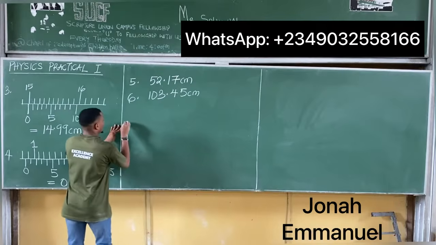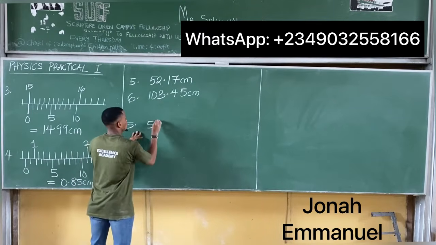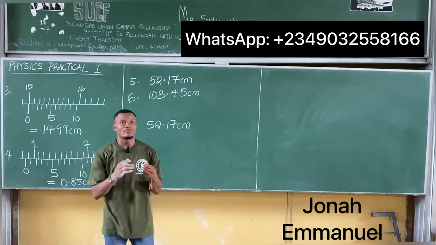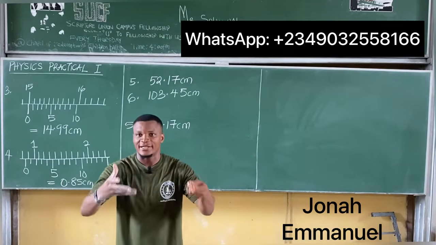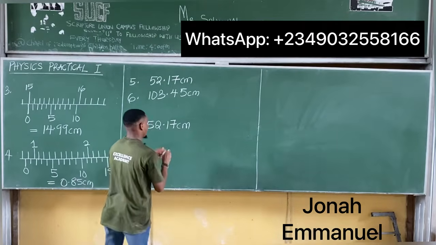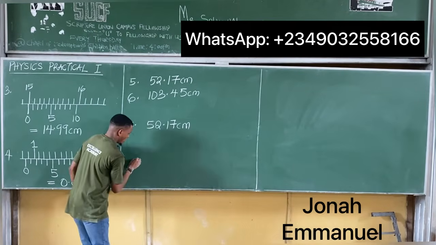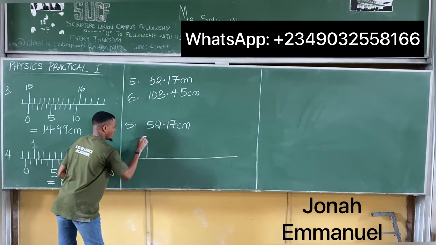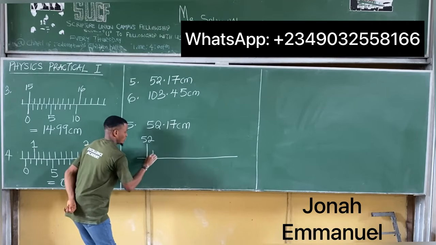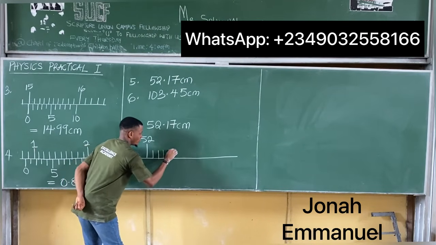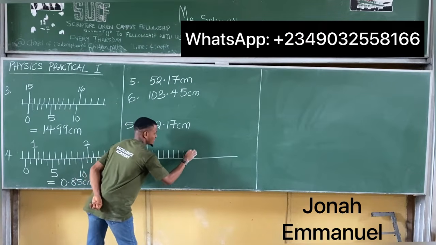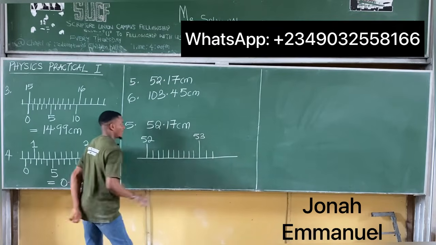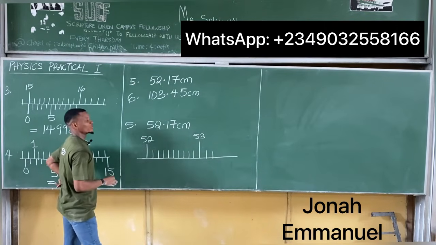52.17. Number 5. 52.17 cm. If I were you, I would focus more on the value than any other thing first. So that means my major focus is 52 first. So I'll have this one here. I'll have this as 52, 52.1, 2, 3, 4, 5, 6, 7, 8, 9. Here, 53, and then 1, 2, whatever. My zero should coincide with 52.17.